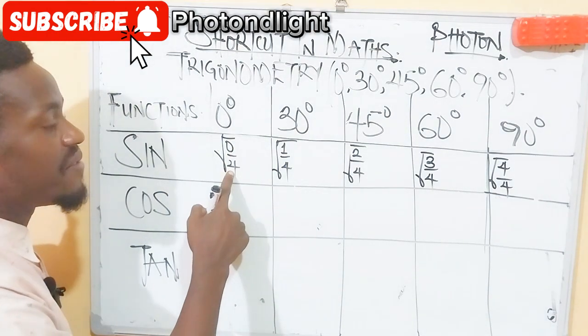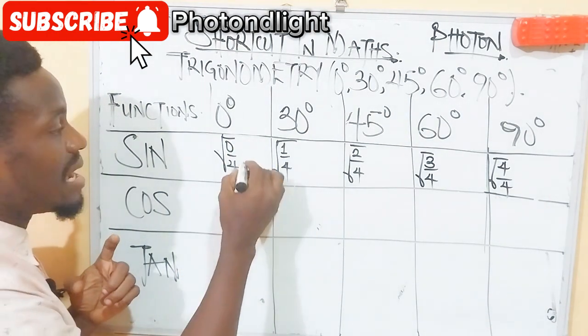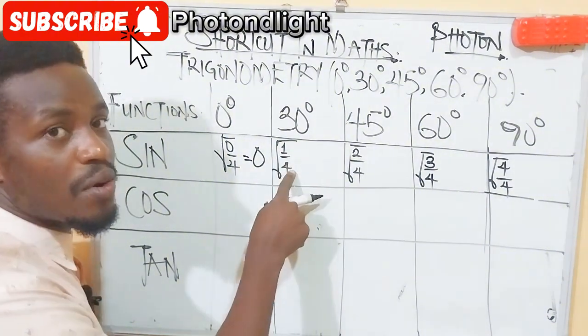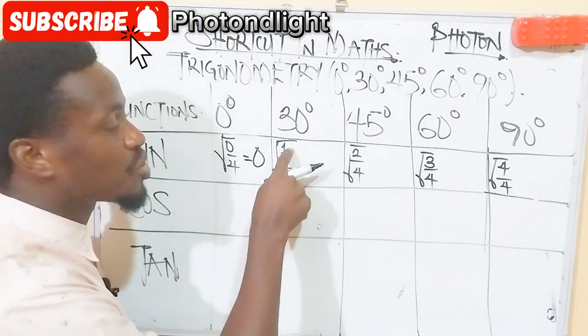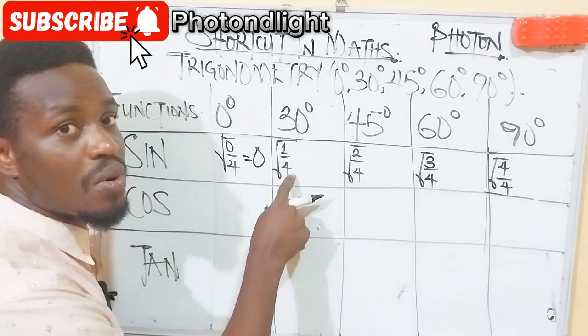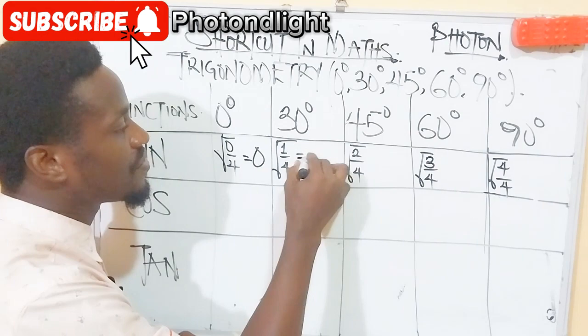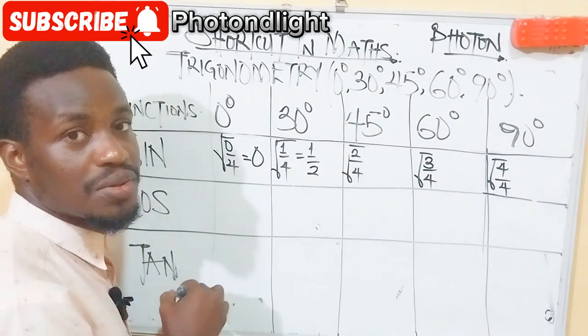Now 0 divided by 4 will give us 0, and the square root of 0 will still give us 0. The square root of 1 over 4 is like finding the square root of 1 and the square root of 4. The square root of 1 will give you 1, and the square root of 4 will give you 2. So that gives you 1 over 2.